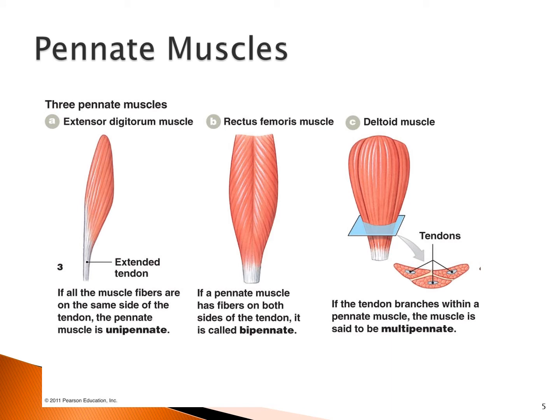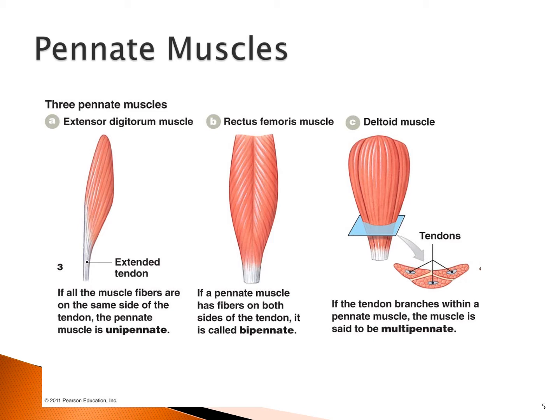Again, here are some examples of those fiber arrangements that we've talked about. And we have three different types of pinnate muscles. They can be unipinnate. Uni means one. So the fibers are kind of oblique in nature, and all the muscle fibers are on the same side of the tendon. So A is an example of unipinnate.